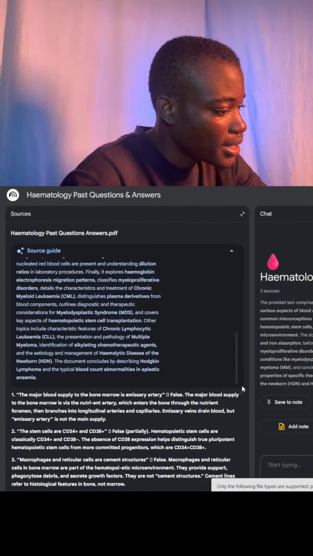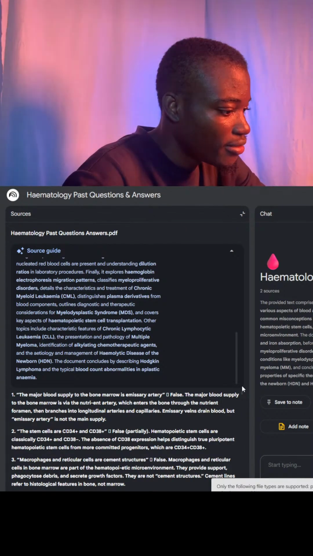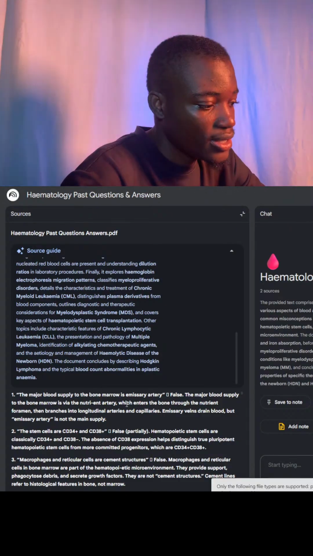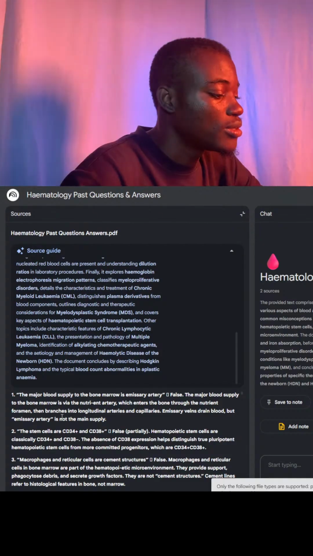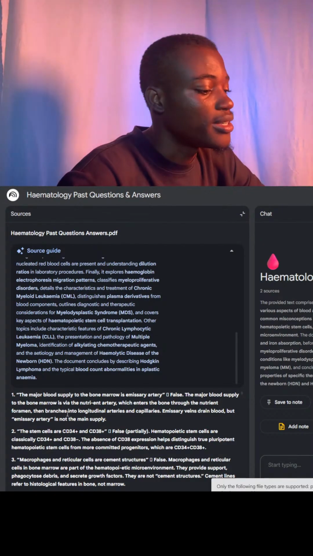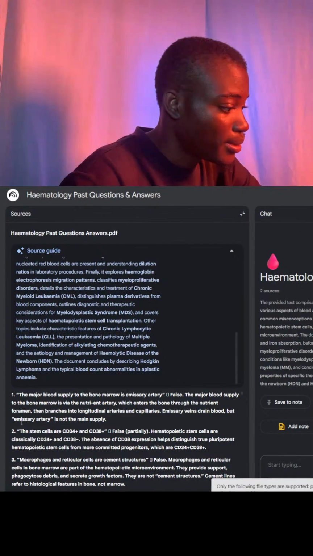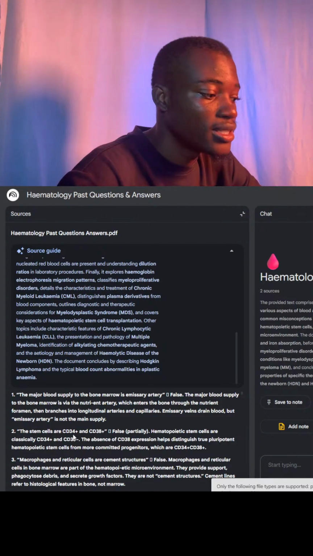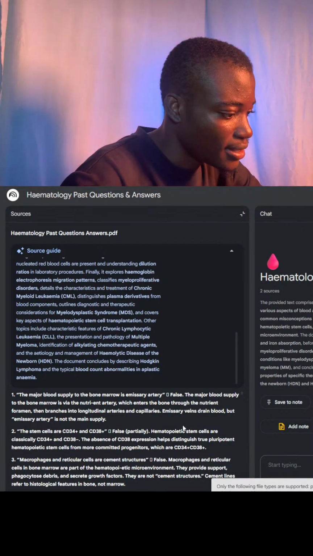The major blood supply to the bone marrow is the emissary artery. False. The major blood supply to the bone marrow is via the nutrient artery, which enters the bone through the nutrient foramen, then branches into longitudinal arteries and capillaries. Emissary veins drain blood, but the emissary artery is not the main supply. Stem cells are CD34 plus, CD38 plus. False, partially.